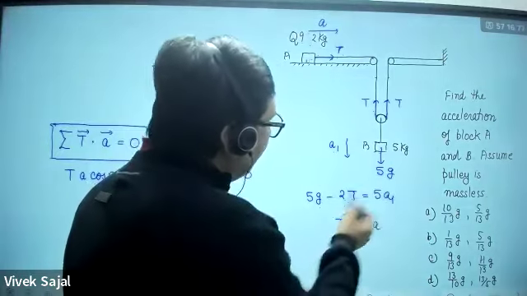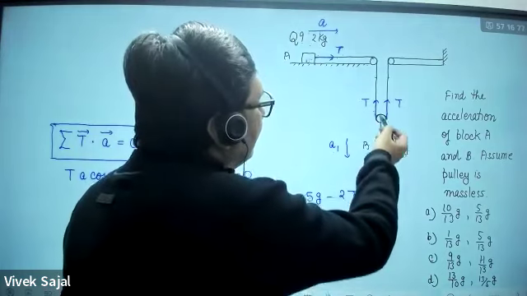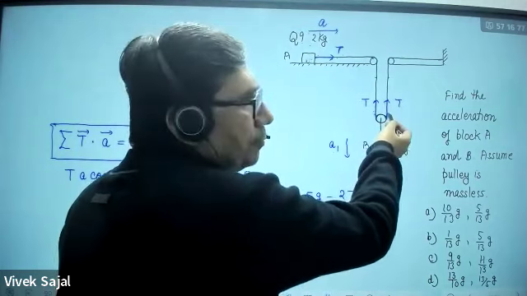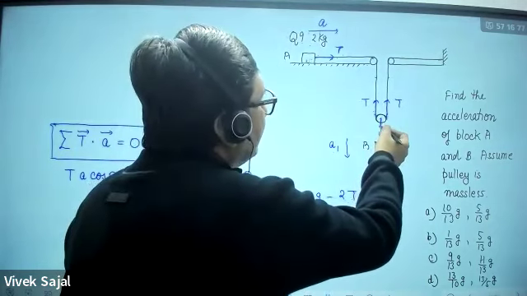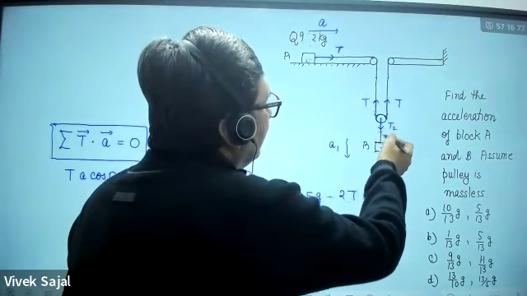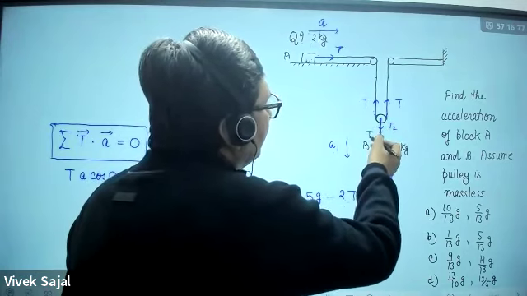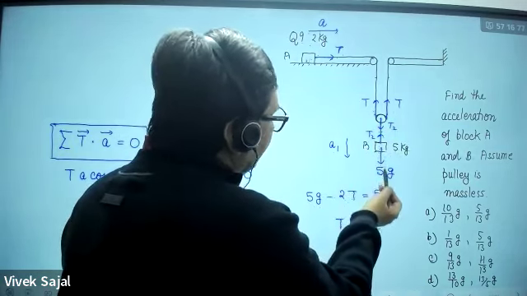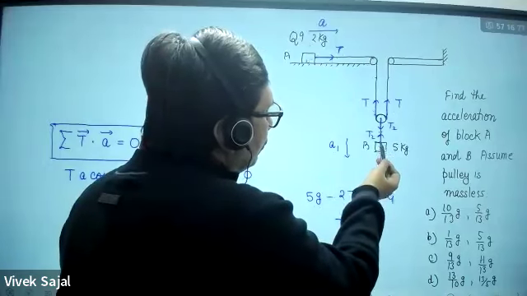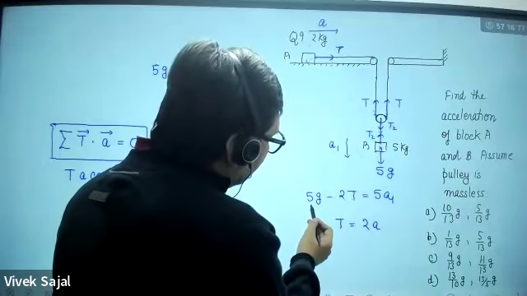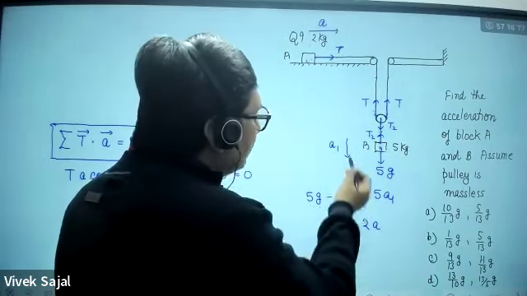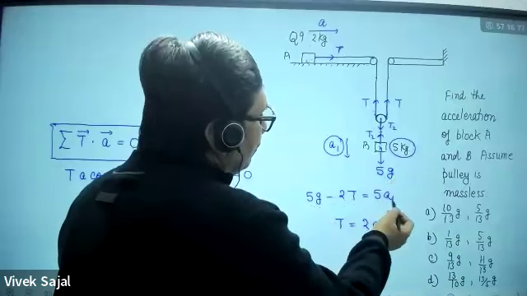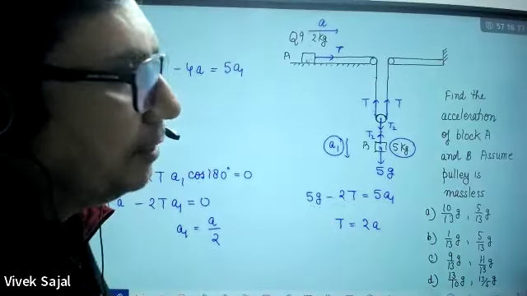This is 5G, weight is acting downward. How much tension is acting in the upward direction? Either you write T2, and T2 will be equal to 2T1. Try to understand why I'm writing this: T2 will be here and here it will be T2. So this T2 is equal to 2T. 5G is acting downward, and this T2 or 2T is acting in the upward direction. So 5G minus 2T are responsible for this acceleration A1. The mass of this is 5, so this will be 5A1.